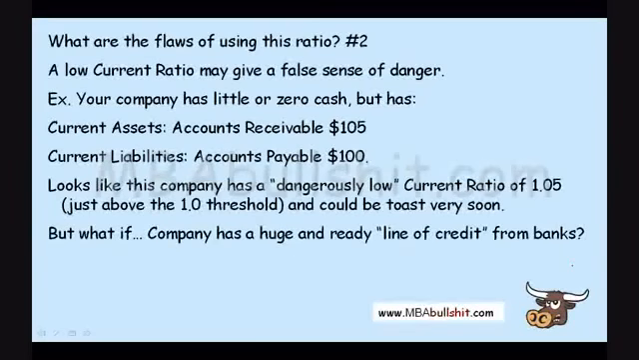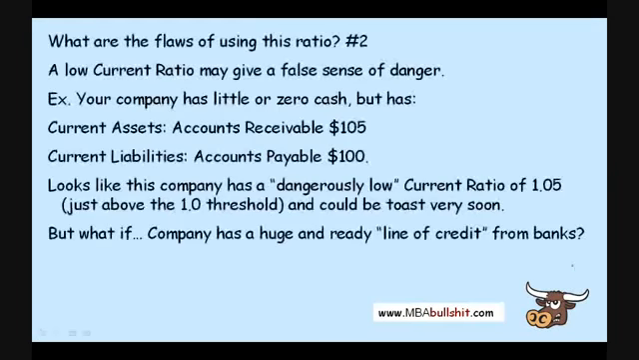But what if your company has a huge and ready line of credit from banks, meaning that your company has a contract arrangement with banks that anytime you need a big amount of cash, the bank will automatically lend it to you in case you need it? So in this case, you will not necessarily be toast because you can always borrow the cash to pay for current liabilities. Okay? So that's what it means.